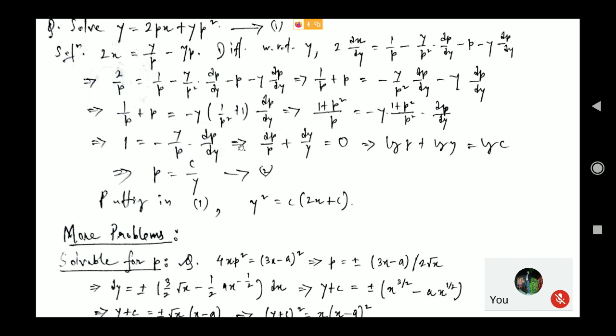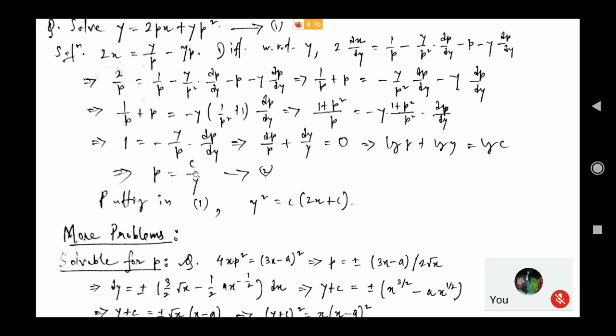So this equation is very easily solvable by separating the variables. Here you have dp by p plus dy by y equal to 0. So if we integrate, we have log p plus log y equal to log c. So the expression for p is c by y, where c is the arbitrary constant.